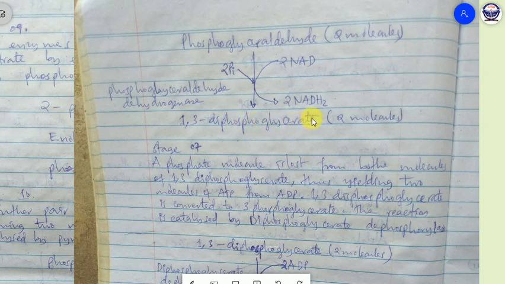Diphosphoglycerate, glycerate, this one is the carboxylic acid. Here it is fine to say diphosphoglyceric acid, or another person could say glycerate 1,3 diphosphate. It is up to you how you arrange it, but for a teacher who understands it is the same thing, saying 1,3 diphosphoglycerate, or glycerate 1,3 diphosphate, or 1,3 diphosphoglyceric acid, the same thing. So you are making two molecules of 1,3 diphosphoglycerate.